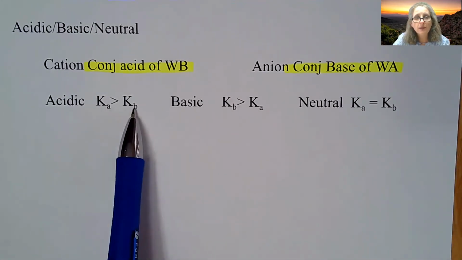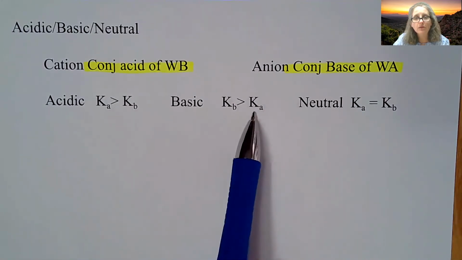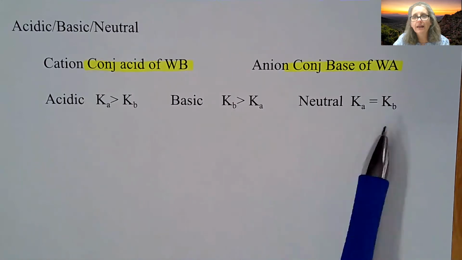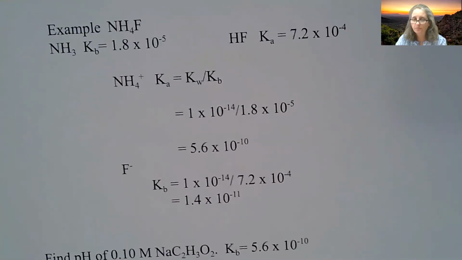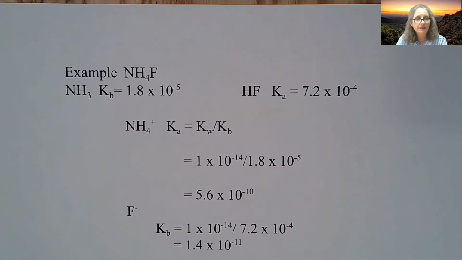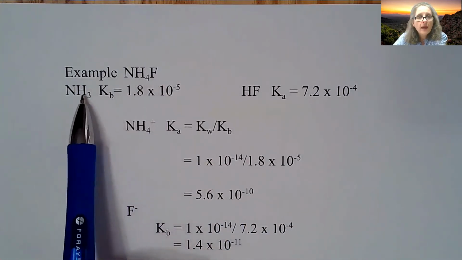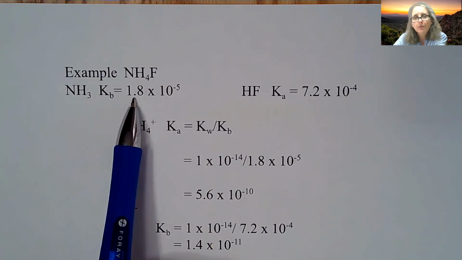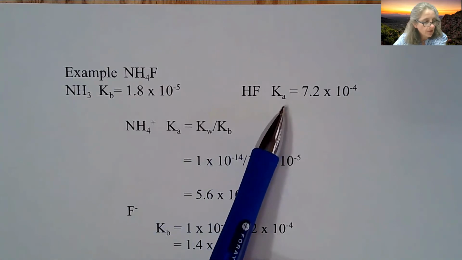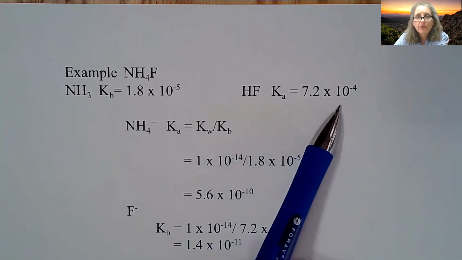So if your Ka is bigger than your Kb, it's going to be more acidic, it's going to release the H. If your Kb is greater than the Ka, it's going to take on an H. If they're exactly equal, it's going to be neutral. So let's look at this example here. If I have NH4F, and I gave you the Kb for NH3, and I'm showing you this for a reason, and the Ka for HF is 7.2 times 10 to the negative 4.